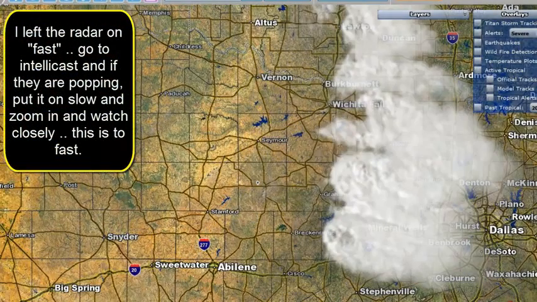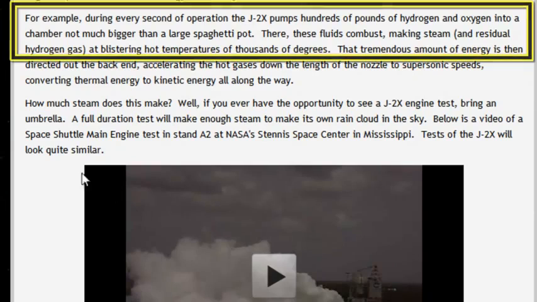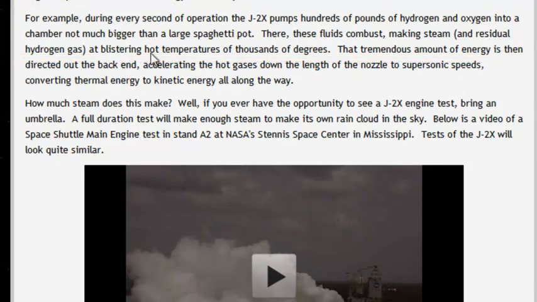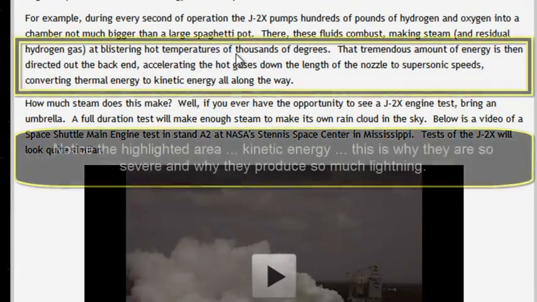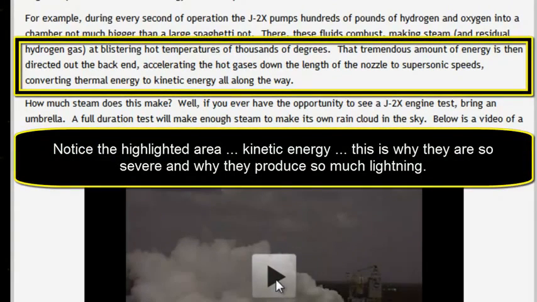Okay guys, so back up here again. Every second of operation, the J2X pumps hundreds of pounds of hydrogen and oxygen, that's H2O, into a chamber not much bigger than a large spaghetti pot. There, these fluids combust, making steam, a residual hydrogen gas, at blistering hot temperatures of thousands of degrees. And then when you watch this, guys, look.